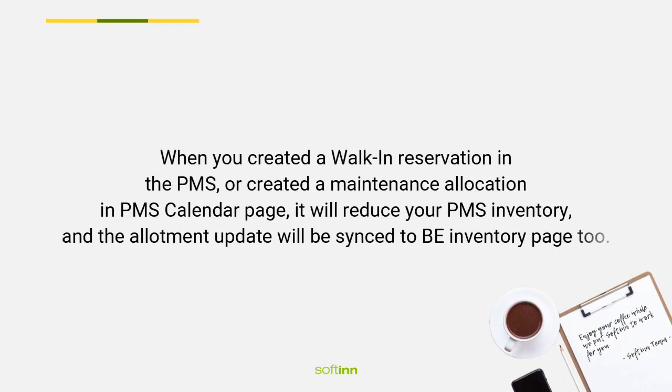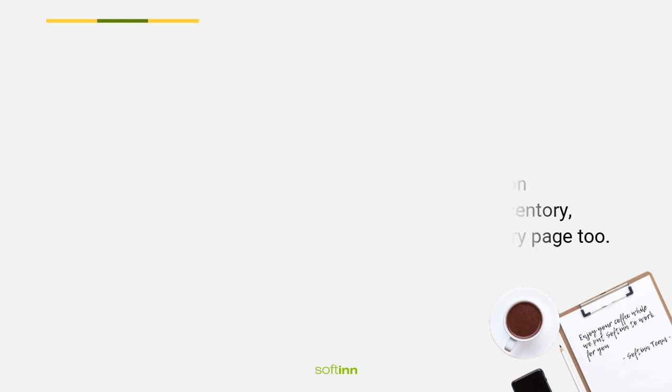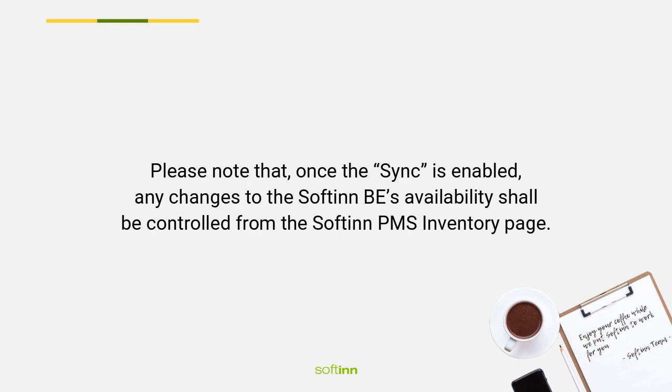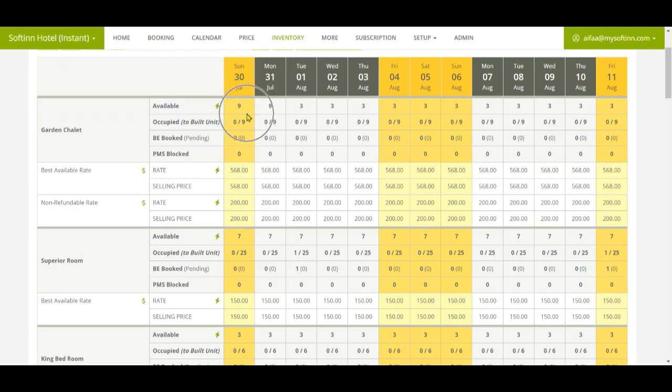When you create a walk-in reservation in the PMS, or create a maintenance allocation in the PMS Calendar page, it will reduce your PMS inventory, and the allotment update will be synced to the BE inventory page too. Please note that, once the sync is enabled, any changes to the Softinn BE's availability shall be controlled from the Softinn PMS inventory page. For example, 30th July still has 9 allotments for Garden Chalet in Softinn BE.